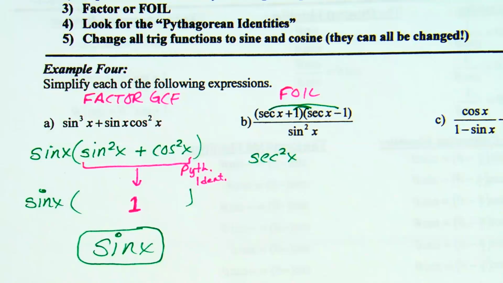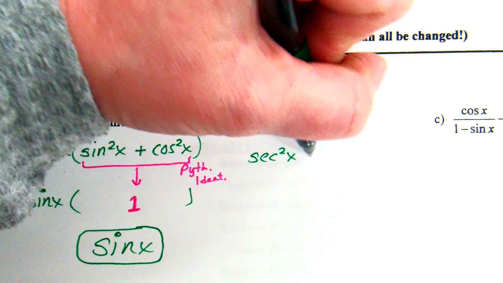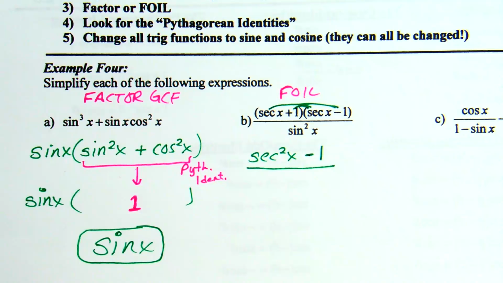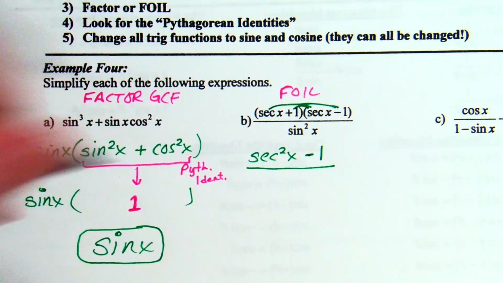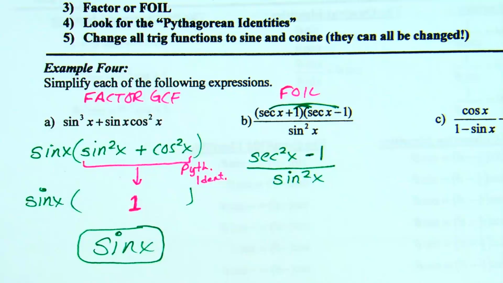They're going to cancel because what are these called? Do you remember the vocabulary? Conjugates, yep. When the pieces are the same, the middle sign's what's different. These are conjugates. So when you multiply conjugates, it's designed so the middle terms cancel out, right? That's good. We like that. And then last, 1 times negative 1, minus 1. So my numerator just became secant squared minus 1. My denominator is still going to stay sine squared x.